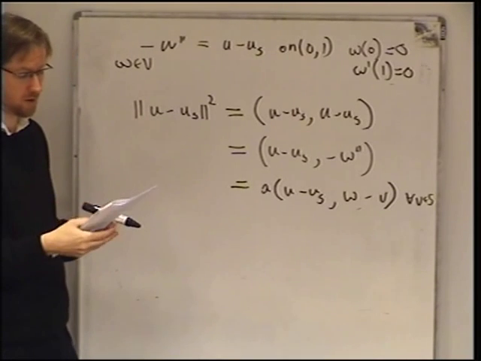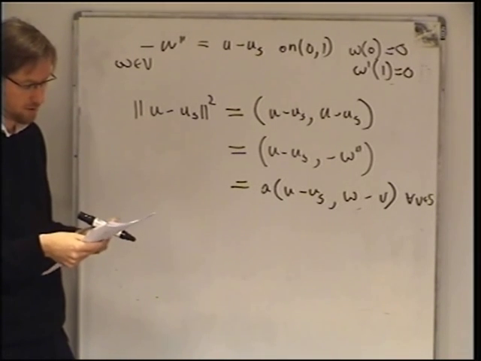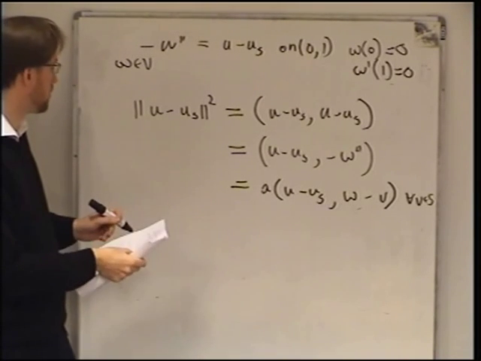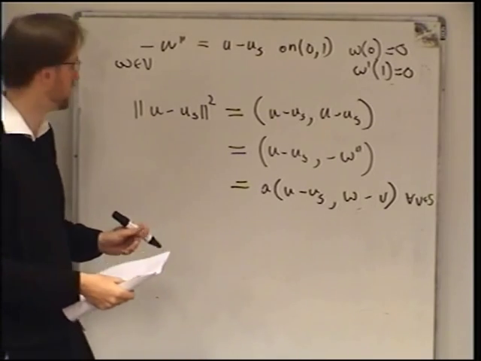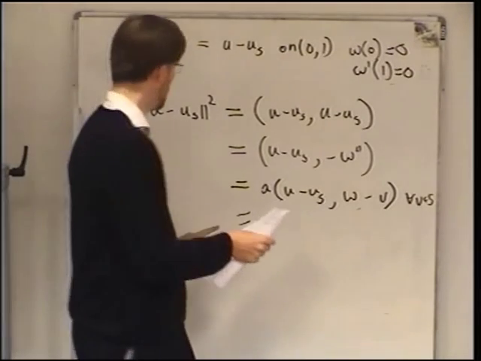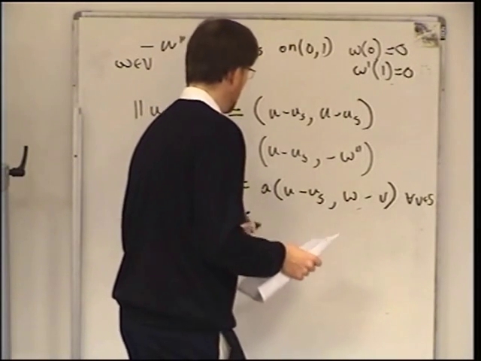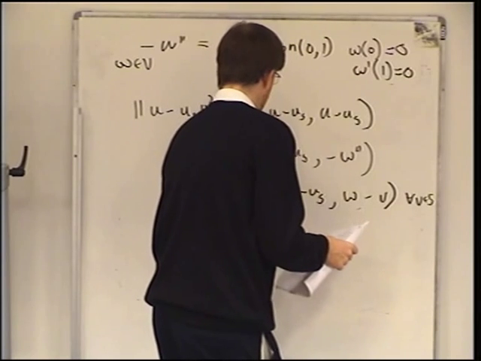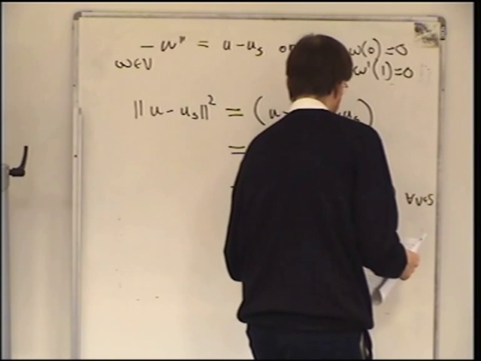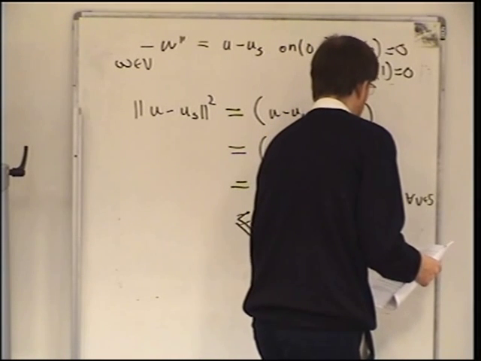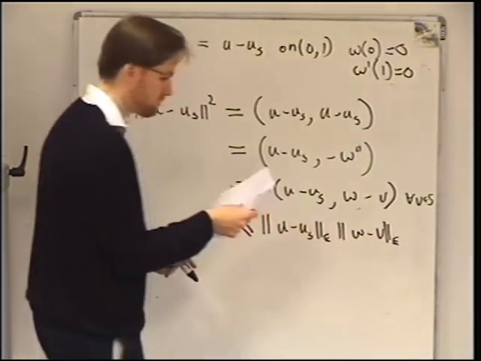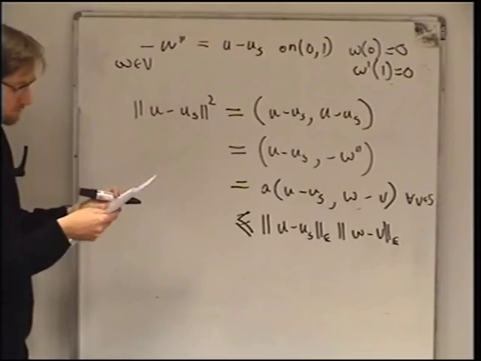So now we're going to use the result of the day, which is the Cauchy-Schwarz inequality. The Cauchy-Schwarz inequality enables me to split this thing up, and so that is, not equal to, but less than or equal to U minus US, the error norm, W minus V, the error norm. And I keep calling it the error norm, that's just rubbish, it's the energy norm.